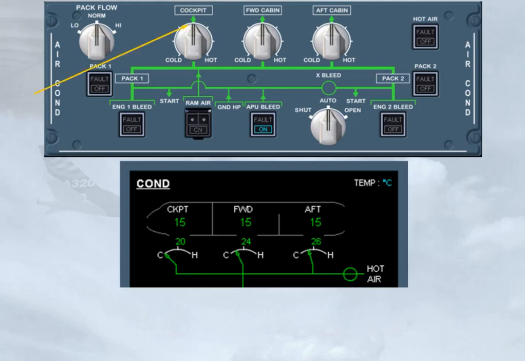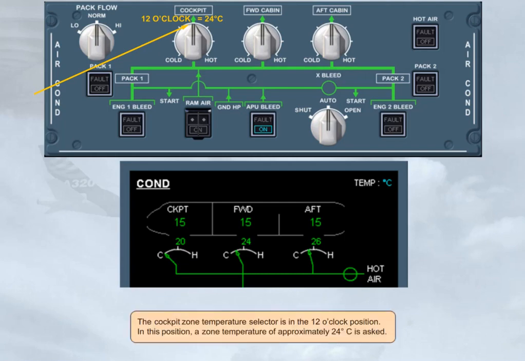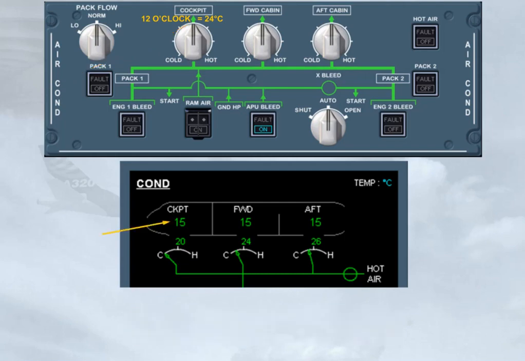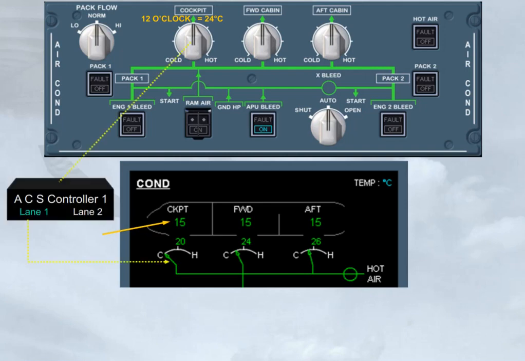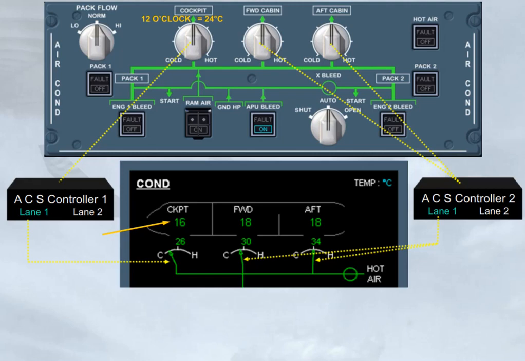The cockpit zone temperature selector is in the 12 o'clock position. In this position, a zone temperature of approximately 24 degrees Celsius is asked. As the 15 degrees Celsius of the cockpit zone is well below 24 degrees, the related ACS controller sends a command to increase the amount of hot air to be added. Note: the cockpit trim air valve is controlled by the active lane of the ACS controller 1, and the forward and aft trim air valves are controlled by the active lane of the ACS controller 2.